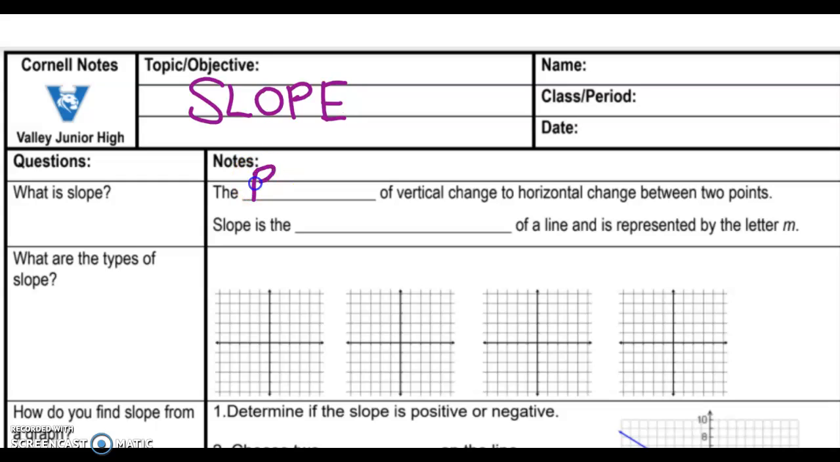The ratio of vertical change to horizontal change between 2 points. Okay? Slope is the steepness of a line and is represented by the letter M.